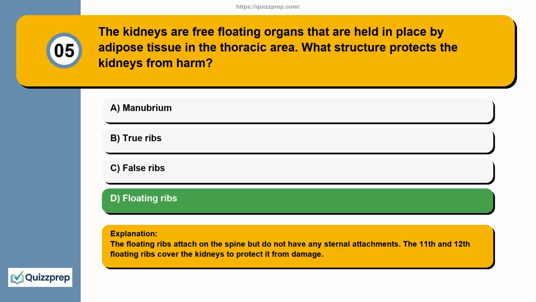The floating ribs attach on the spine but do not have any sternal attachments. The 11th and 12th floating ribs cover the kidneys to protect them from damage.